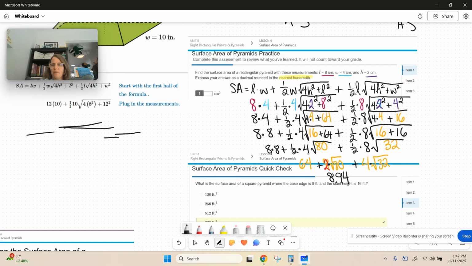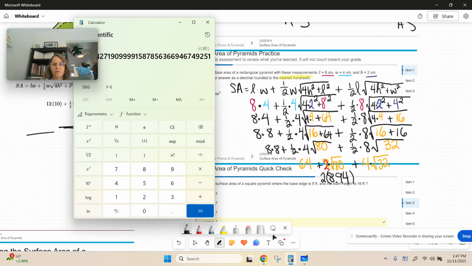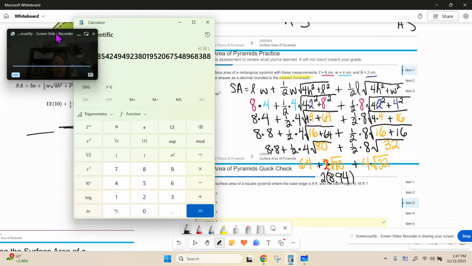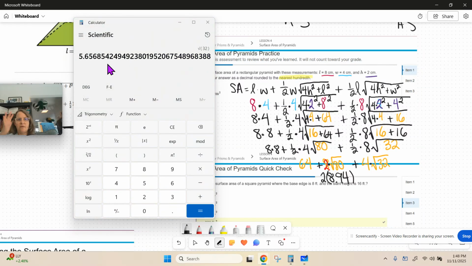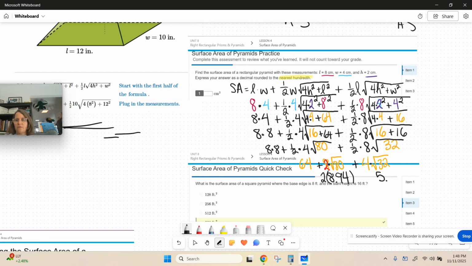And then I'll find the square root of 32. That'll be next. Square root of 32 is about 5.66. Okay, because the 6 will round up the 5 there in the hundredths place. 5.66. All right.